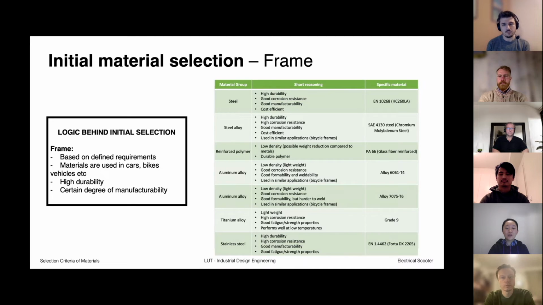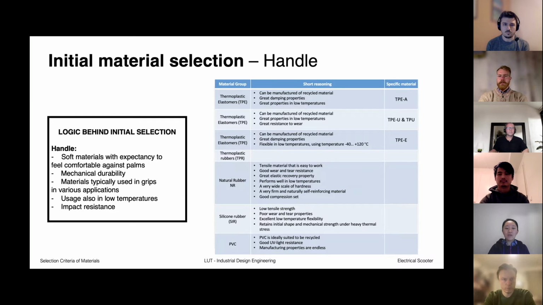Titanium alloy is lightweight, has high corrosion resistance and good fatigue strength properties, and performs well at low temperatures. Stainless steel has high durability, high corrosion resistance, good manufacturability, and good fatigue and strength properties. As for the initial possible handle material, selection is based on mechanical durability, impact resistance, manufacturing methods, sustainability, and usage in low temperatures. Handle materials should be soft materials, expected to feel comfortable against the palms.